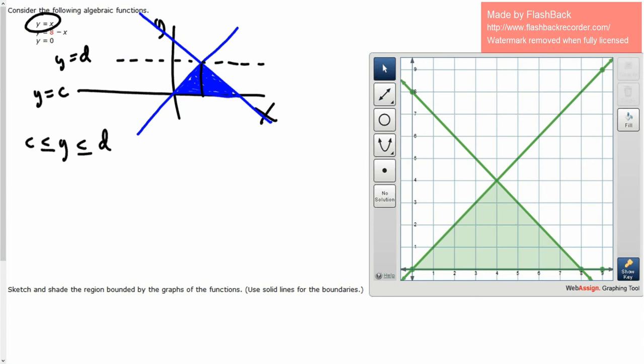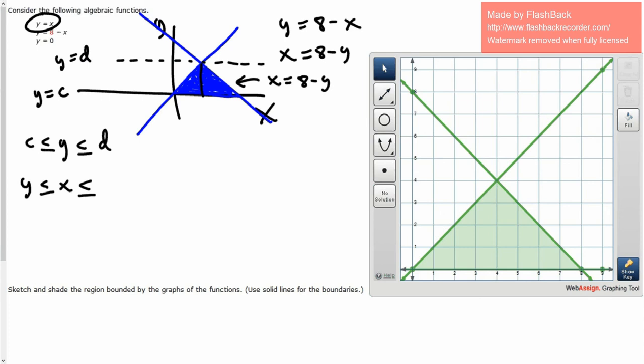But for the next one, you get y equal to 8 minus x. If we solve for x, add x on both sides, subtract y on both sides, we get x is equal to 8 minus y. And so if we're going from least to the greatest, the lower function here would be this line, y equal to x. So this is going to be y less than or equal to x, less than or equal to this upper function. And so this guy is x equal to 8 minus y. It's x equal to y. So that was 8 minus y. And so you have it.